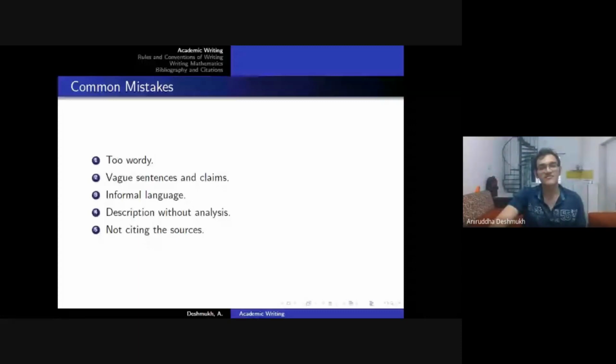Then we should not describe anything without doing its complete analysis. We should also keep in mind that whatever we are going to write is going to be reviewed by one of the experts in the field, and therefore if there is no analysis, the expert is not going to accept your publication. And the most grave mistake which many of us make is that we don't cite the sources from which we are taking ideas.